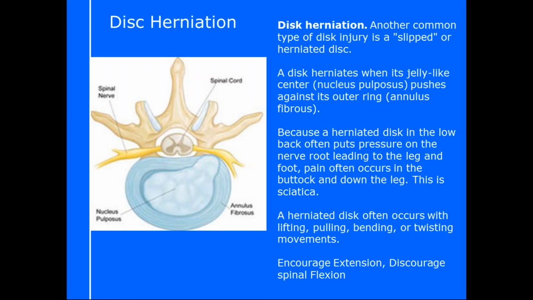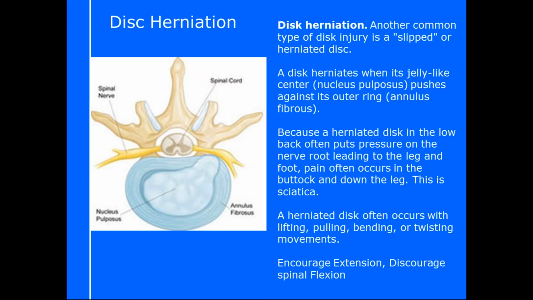So generally, the rule of thumb with disc herniation is to encourage extension-based movements to start pushing that nucleus pulposus back in. If it doesn't push it back in, then at least it will stop it from pouring further out or from causing more damage.